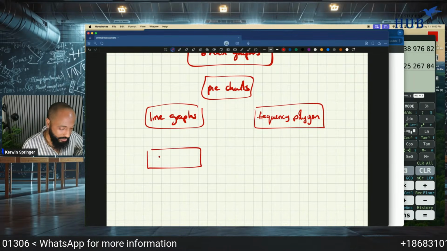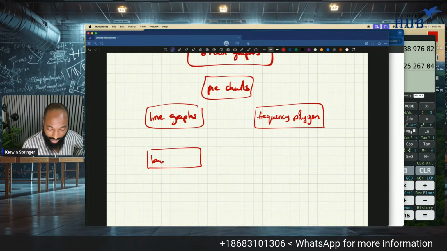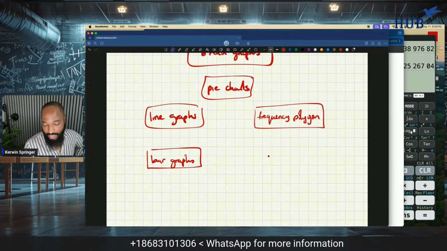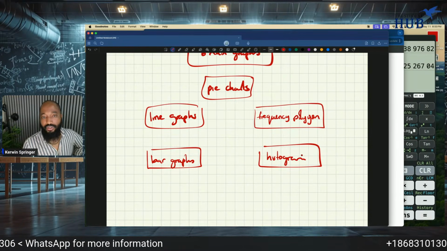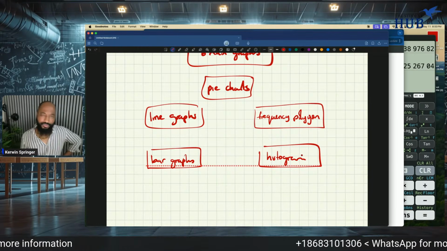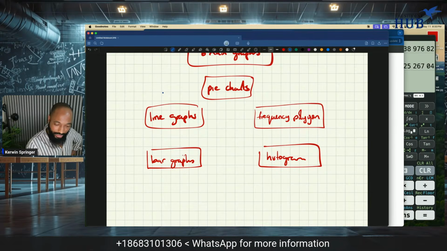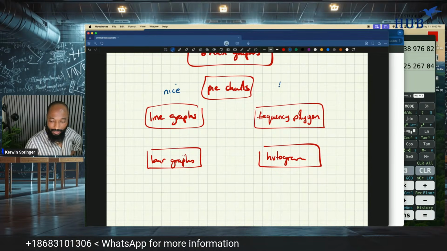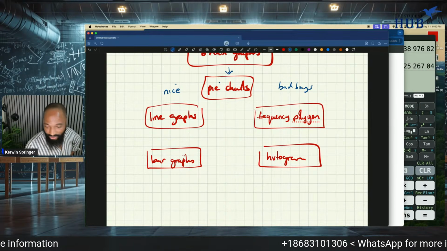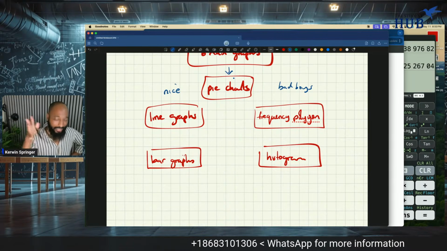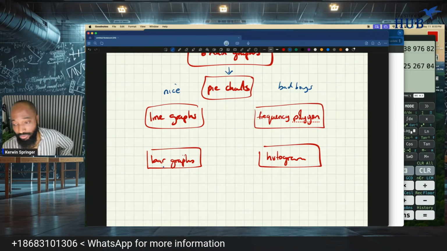Then there are bar graphs and histograms. I'm drawing them in order like this to help you mind map it. So these are the nice cousins, and these are the bad boys. And this one is different. These have nothing in common with a pie chart. A pie chart is a pie chart. So 1, 2, 3, 4, 5, and what's the last missing graph here?